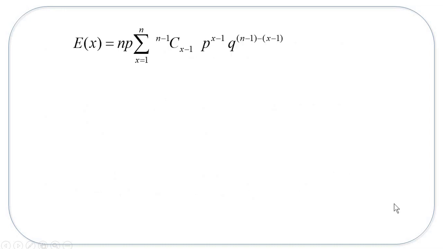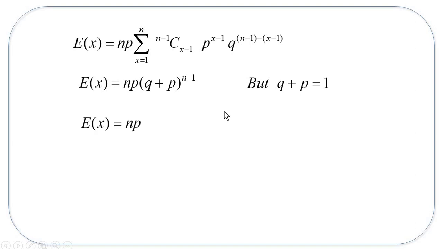I am going to replace that. Okay. Now after expanding this, it is a binomial expansion, which is q plus p raised to n minus 1. If you expand this using binomial, you will get the above equation. Now the value of q plus p is 1. So substitute this as 1. So expectation of x will be n into p.